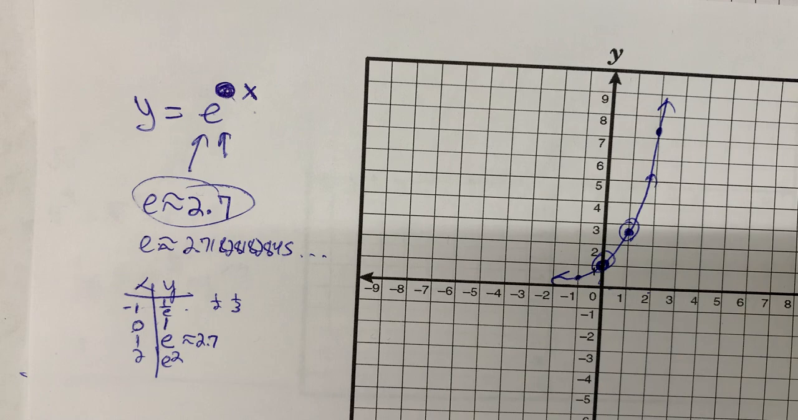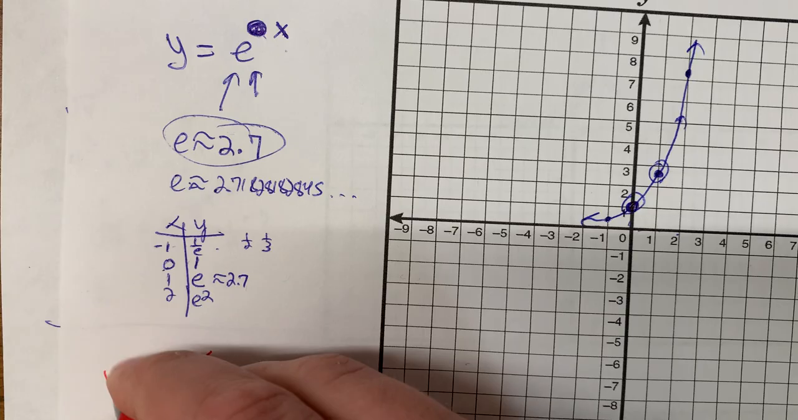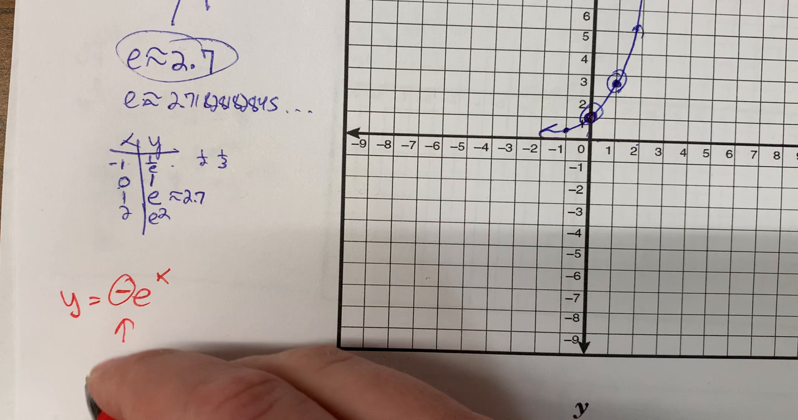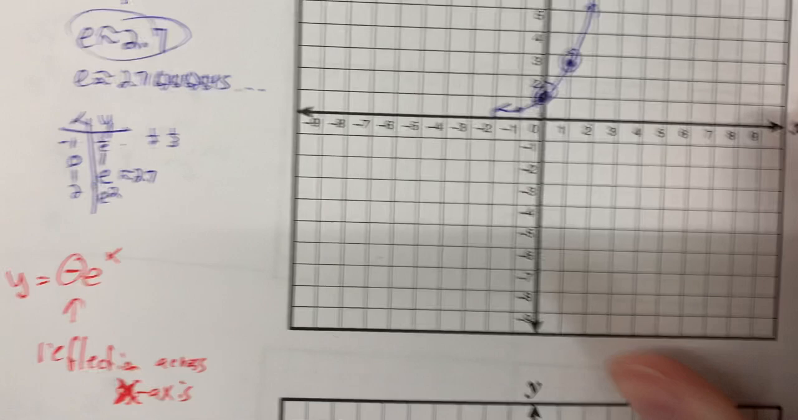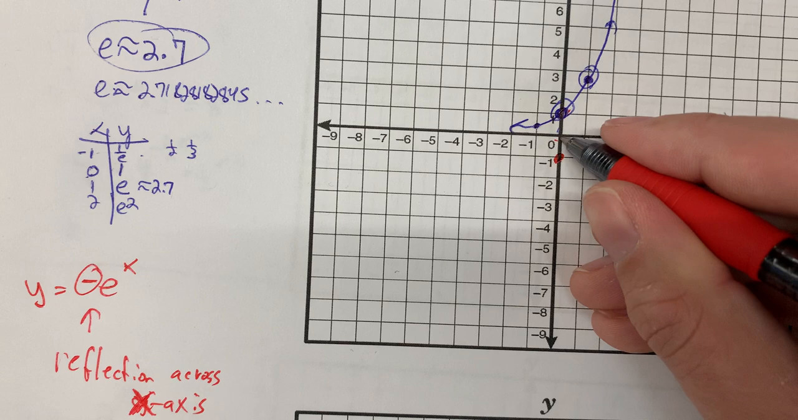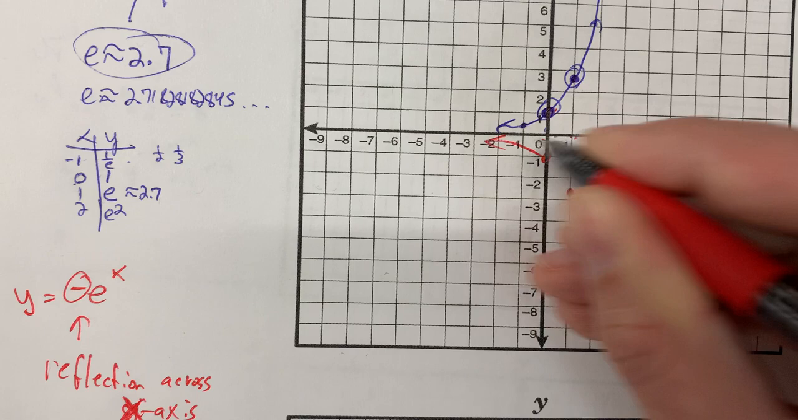Now, on the same graph, let's graph negative e to the x. What is negative e to the x? Well, this is what transformation? This is a reflection across the x-axis. So instead of being at 0, 1, it'll be at 0, negative 1. Instead of being at 1, e, it'll be at 1, negative e, so negative 2.7. Instead of having an asymptote that's just above the x-axis, it'll be just below the x-axis, and this is good enough. So that is negative e to the x.